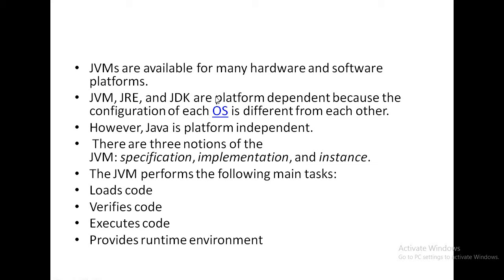JVM, JRE and JDK are platform dependent. All three are platform dependent because the configuration of each operating system is different from the others. So these are known as platform dependent software. However, Java is platform independent. Always remember these things: JVM is platform dependent, but Java is platform independent, and the .class file or the bytecode is platform independent.